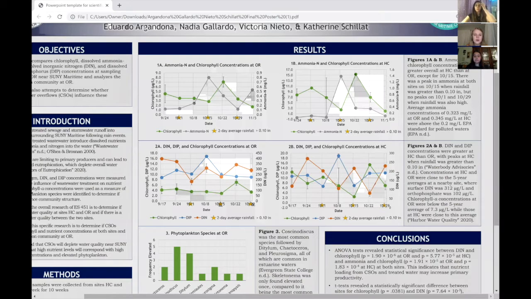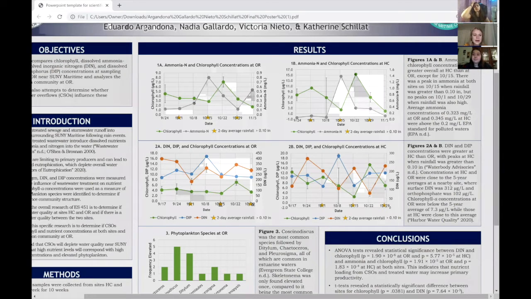These values are above the EPA's 0.2 milligram per liter ammonia standard for polluted waters, but because our ammonia nitrogen concentrations include both ammonia and ammonium, we didn't make a direct comparison with this standard. Also, there were no clear trends between rainfall and chlorophyll or rainfall and ammonia, other than peaks in ammonia nitrogen at both sites on October 15th. These were followed by peaks in chlorophyll concentrations on October 22nd.